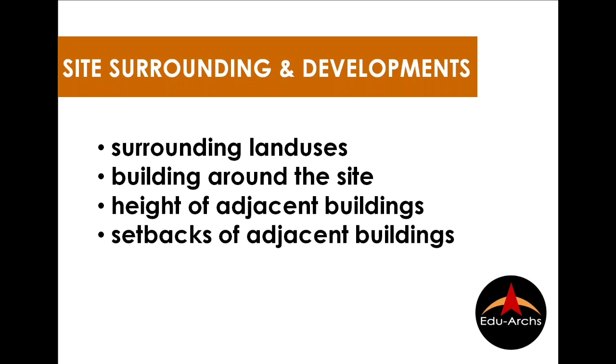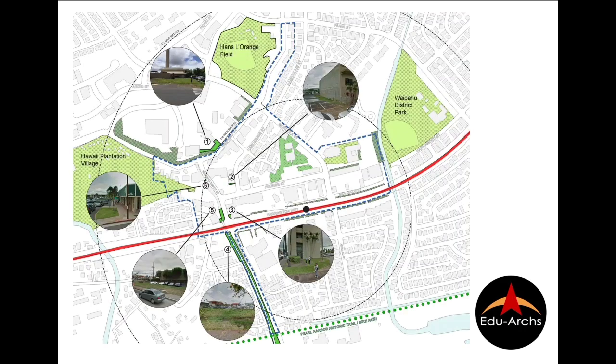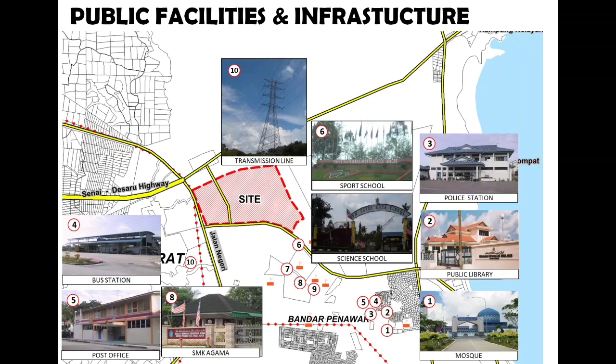Surrounding land uses and buildings. One also needs to pay attention to the surrounding land uses and buildings around the site. For example, if there is a school right next to the site, the noise disturbances will have to be factored in while designing. Also, the height and setbacks of adjacent buildings are important in affecting the flow of air and also sunlight.